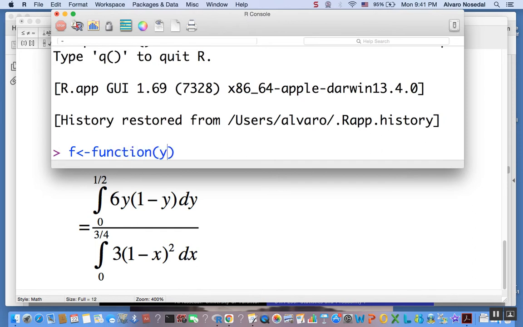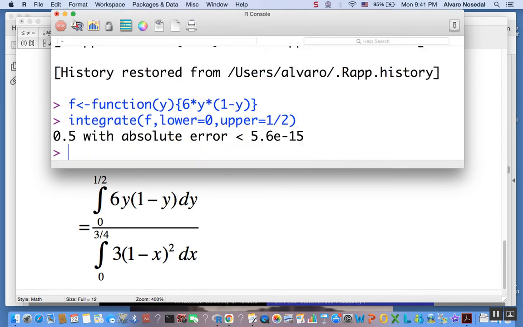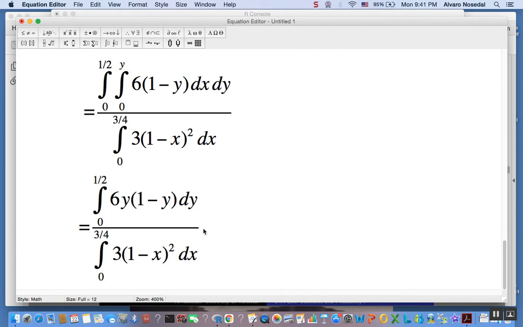It's going to be a function of y, and what I want is 6 times y times 1 minus y, okay? And then I want to integrate the function f. The lower limit is going to be 0, the upper limit is going to be 0.5 or 1/2. There, so it's 0.5. That's our numerator.